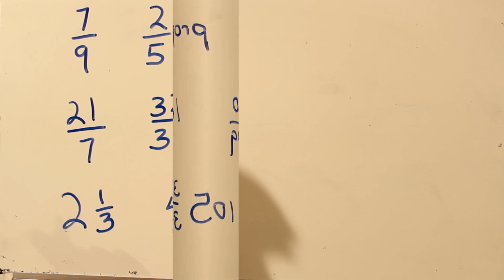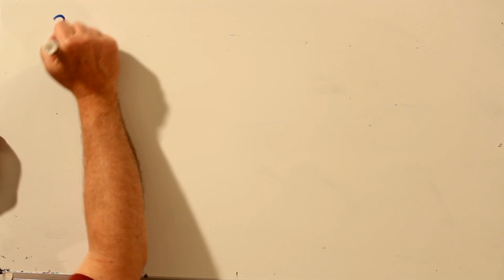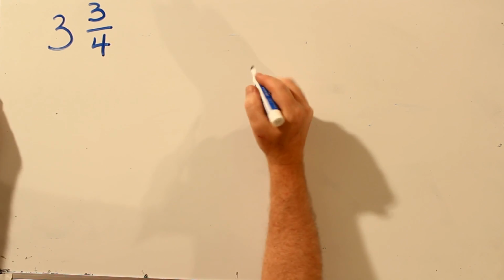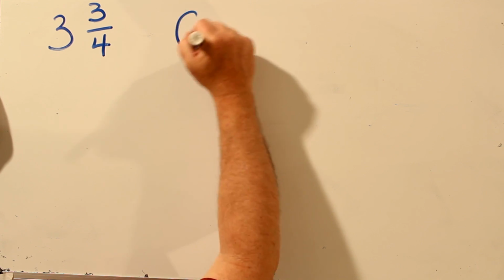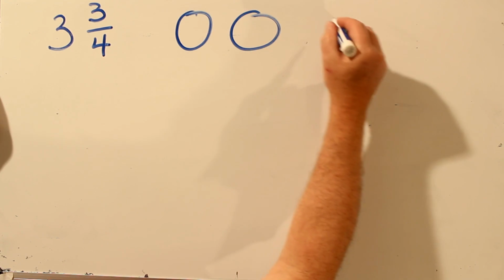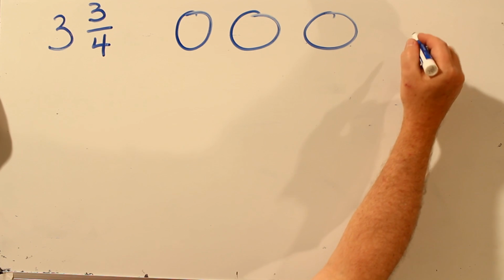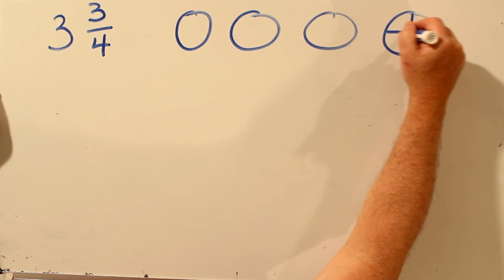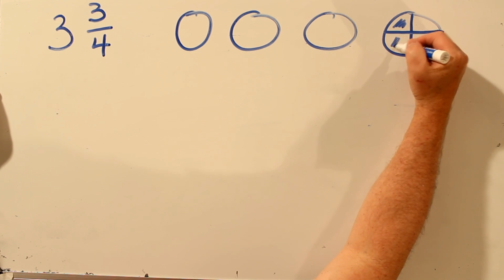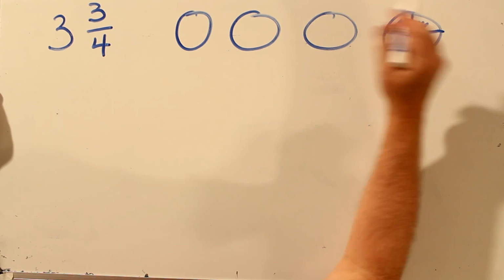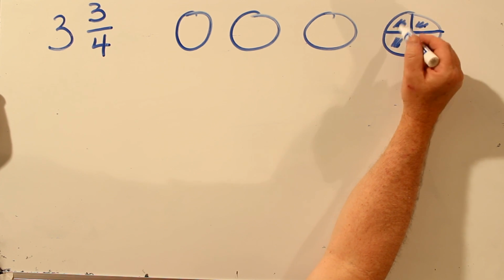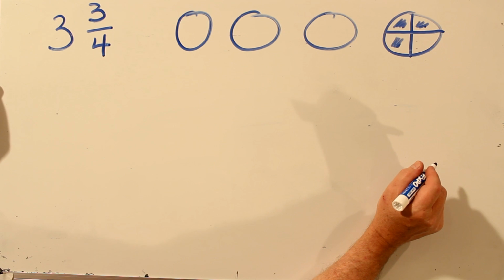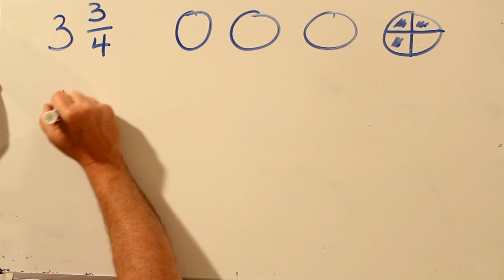So they're mixed. So what if we said we have a mixed number like 3 3/4? What does that mean? Well, that means we have three things. 1, 2, 3, and then 3/4 of another thing. 1, 2, 3 out of 4. So we have 1, 2, 3 whole things and 3/4 of another thing. 3 3/4.